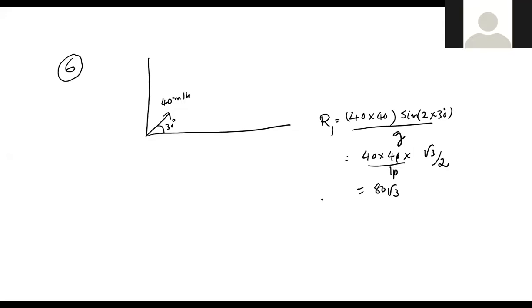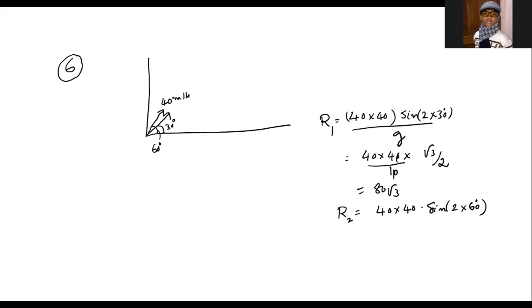Now, one more body is projected with 60, for example. Theta is 30 means 90 minus theta is 60, isn't it? Yes, sir. So R2 will be what? 40 into 40 sine 2 into 60 by G, 10. So 40 into 40 sine 120 is once again root 3 by 2. So 80 root 3. So both the ranges are same. But let us find out the heights.